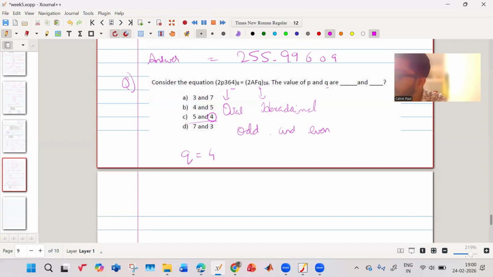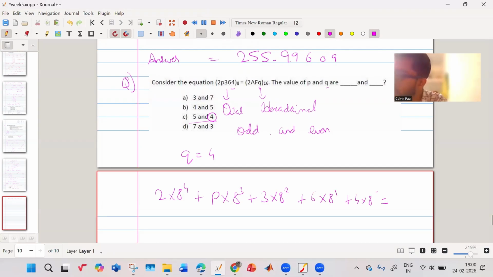So this is actually 2 into 8 to the power 4 plus P into 8 to the power 3 plus 3 into 8 to the power 2 plus 6 into 8 to the power 1 plus 4 into 8 to the power 0. This is equal to 2 into 16 raised to 3. A is 10, so 10 into 16 raised to 2 plus F is 15, so 15 into 16 plus Q is 4. So 4, right?